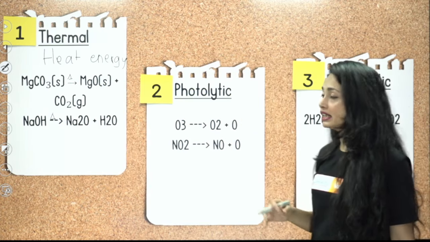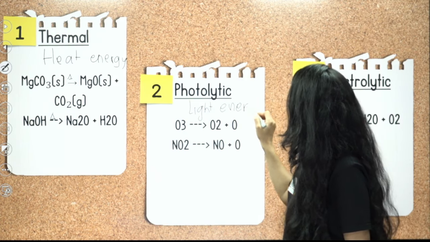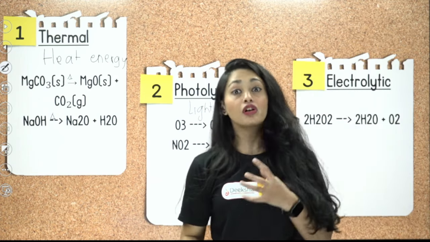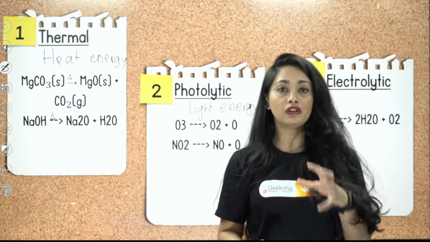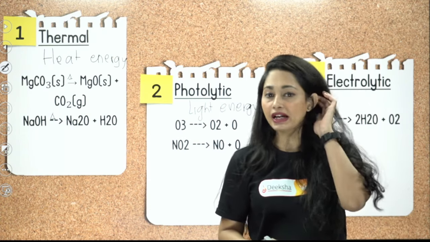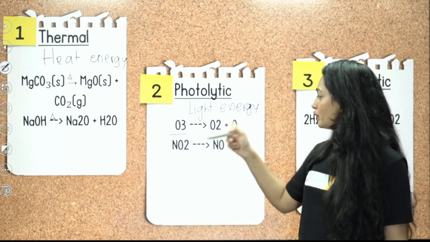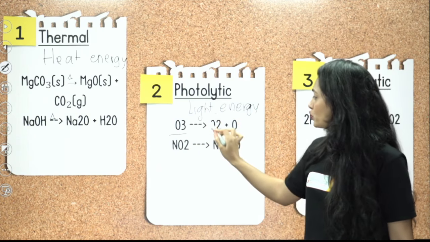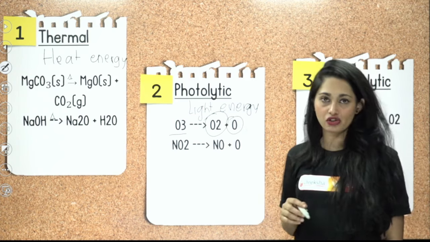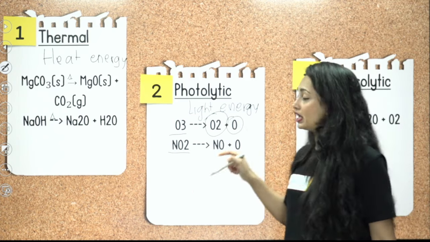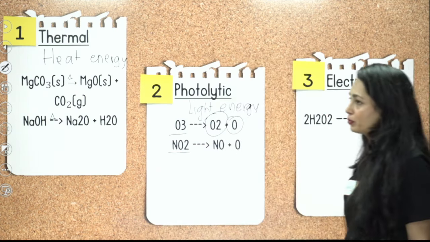Next we have photolytic decomposition reaction. This is nothing but light energy, photon. It can be natural light or artificial light. When decomposition reactions happen in presence of light, when light is supplied in the form of energy, it is called photolytic decomposition reaction. Ozone molecule is going to decompose in presence of UV light to produce oxygen molecule and nascent oxygen. And NO2 is going to decompose to give NO and O. This is also an example for photolytic decomposition reaction.